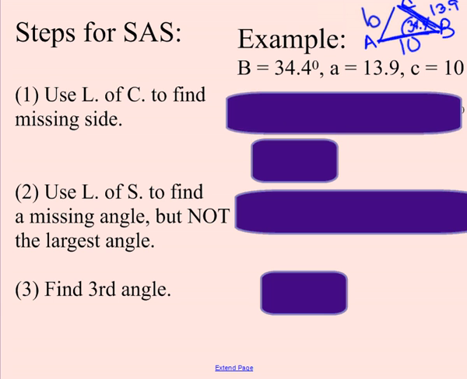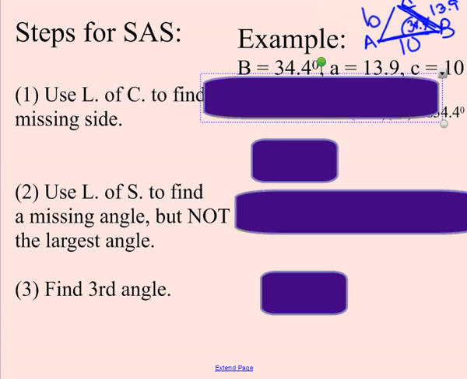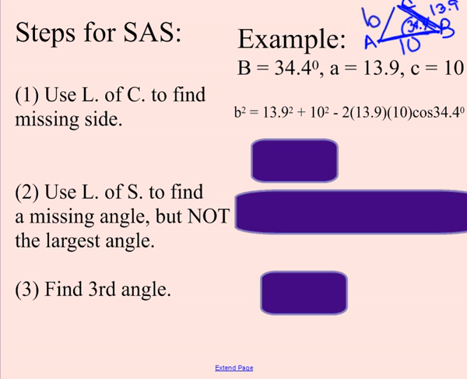So we're going to set it up using the law of cosines. We'll have B squared, because that's the side that we don't know, equal to this side squared plus this side squared minus 2 times A times C, and then times the cosine of the included angle, so that's cosine of B. Okay, so that's how we set that up.